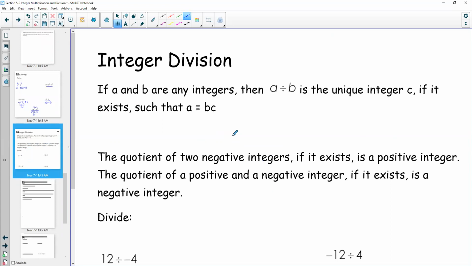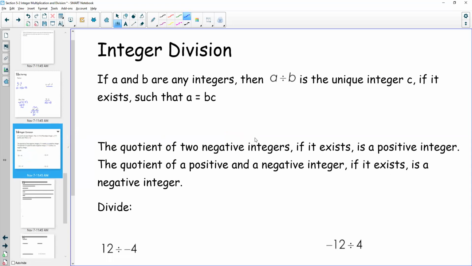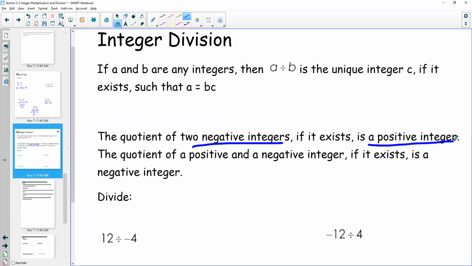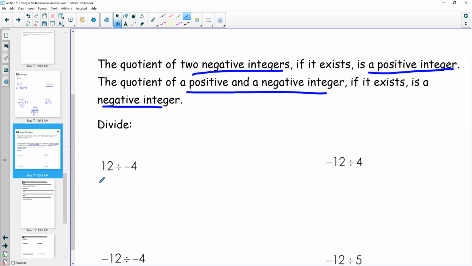So if a and b are integers, then a divided by b is the unique integer c if it exists such that a equals b times c. When something is divisible, right? And we're not talking about fractions here. If something doesn't divide evenly, there is no integer answer, okay? So the quotient of two negative integers is positive if it exists. The quotient of positive and negative is negative, okay? Quotient of two positive integers we knew is positive, right? So if we do 12 divided by negative 4, negative and positive give me negative. Negative 12 divided by 4, negative and positive give me negative.